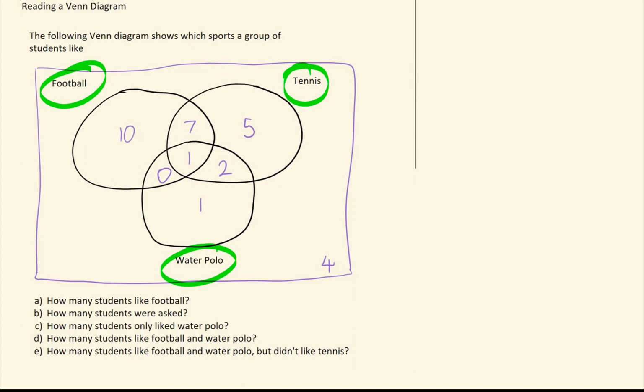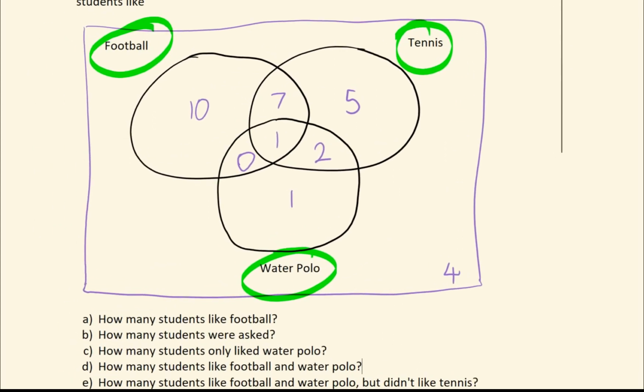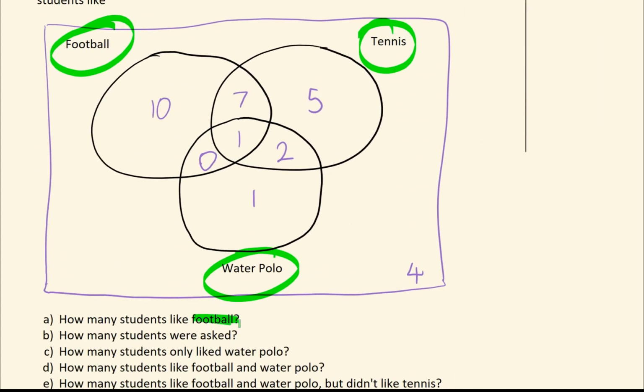So let's just start at the basics. So for the questions, we're asked how many students like football. So anyone who likes football is in this whole circle. So students which like football are going to be anyone who falls in the circle, and we have four separate categories for this. So in total, there'll be 18 students who like football.